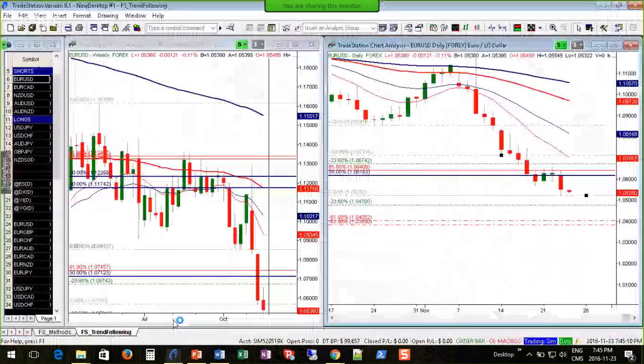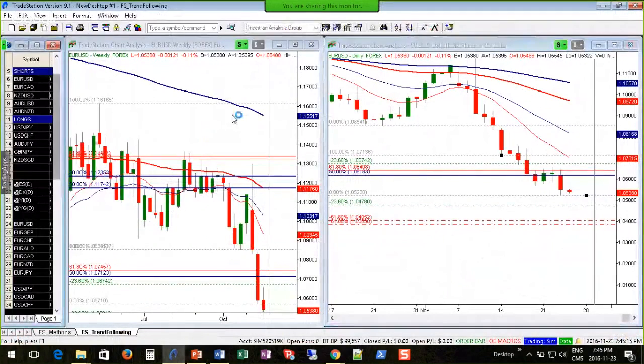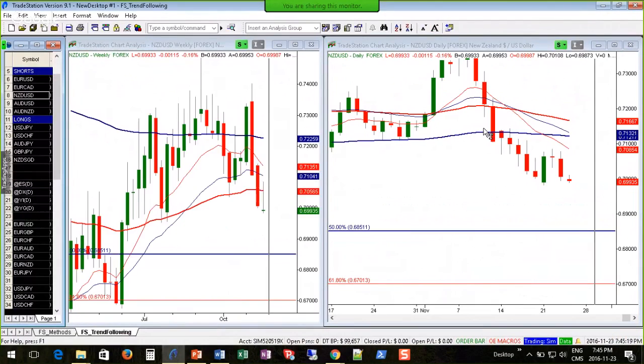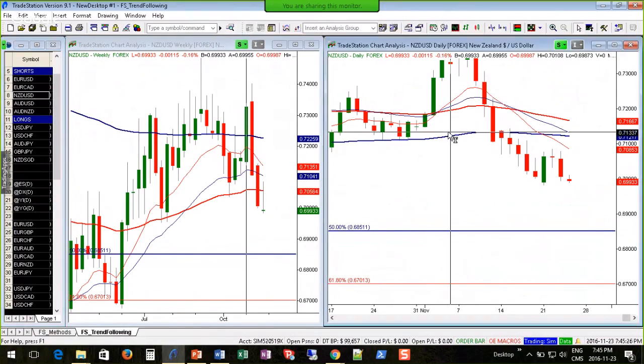When we go back to the charts, we look at this short opportunity here. We played that as well, and it's working. It's working very, very well.